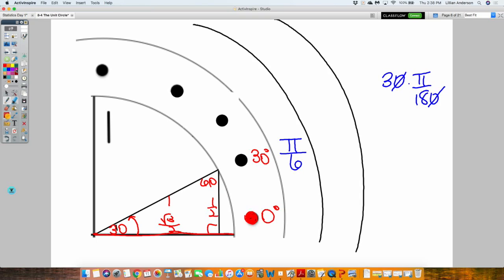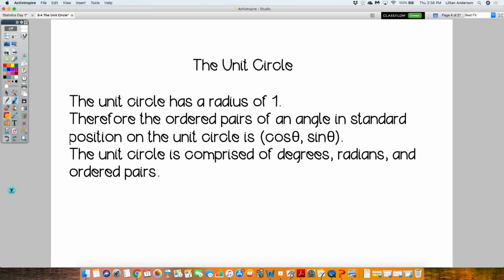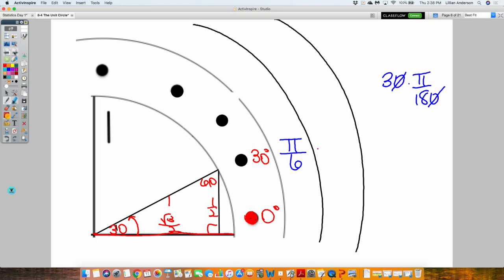So, all right. Now the last piece, the yellow, is going to correspond to the ordered pairs because there are ordered pairs on your unit circle. And like I mentioned in the very first slide, every ordered pair of an angle that is in standard position on the unit circle is in the form of cosine theta, sine theta. Using what we've already talked about in this unit, cosine is what over what? Adjacent over hypotenuse, or x over r.